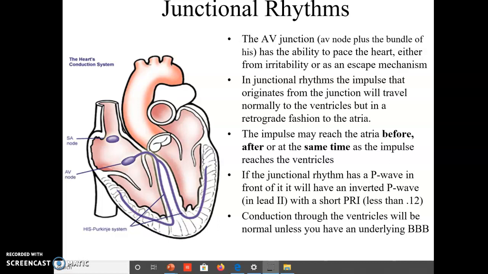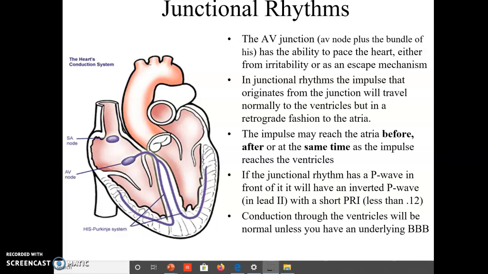So if we think about this, if we have an impulse that is actually starting right here in the AV junction area, and it's traveling backwards to depolarize the atria, and it's traveling forward to depolarize the ventricles, we are going to be losing that hold in the AV node. So normally when the sinus node fires, it depolarizes the atria, and then the AV node holds it for about 0.08 seconds. But now the impulse is coming from here and going in two directions, and we're going to lose that hold in the AV node.